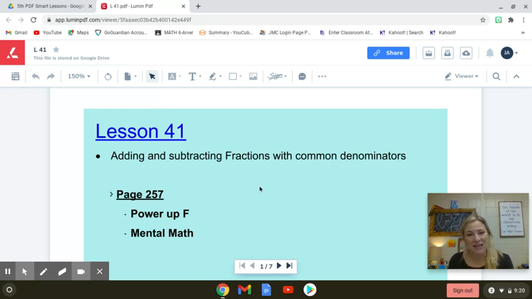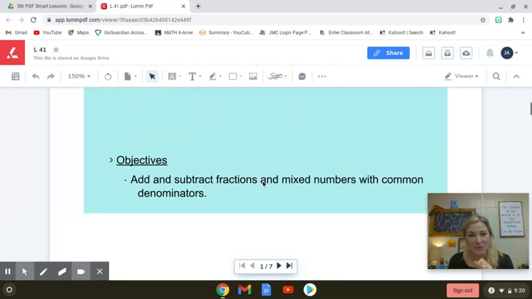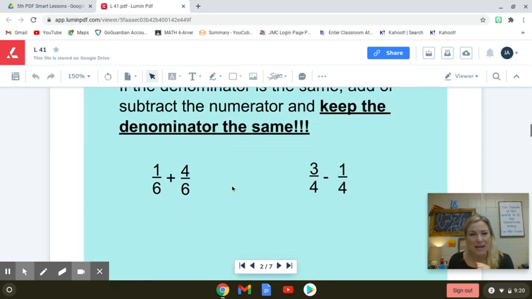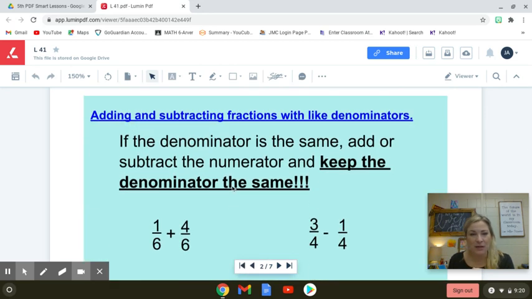Without further ado, let's take a look at our learning target for today. There's just one: add and subtract fractions and mixed numbers with common denominators. Okay, so just a little bit of information here. Adding and subtracting fractions with like denominators, that's another way to say that. Common or like meaning the same. If the denominator is the same, add or subtract the numerator, the number on top. Keep the denominator the same. That stays constant. You don't touch it. That stays how it is.